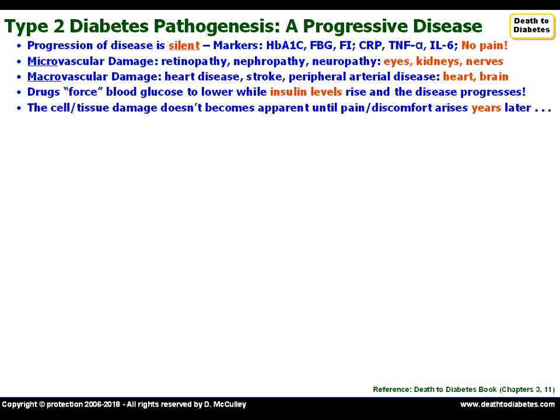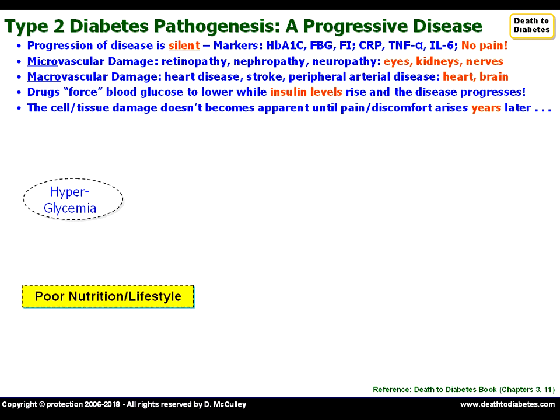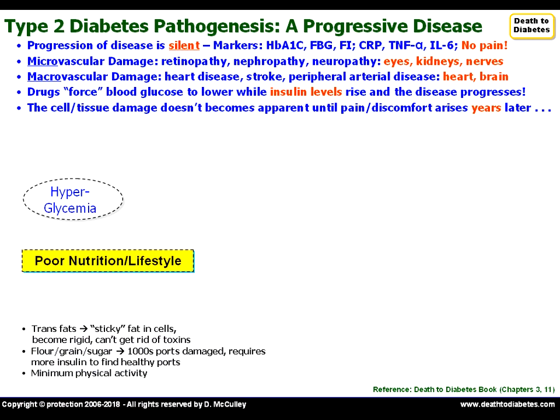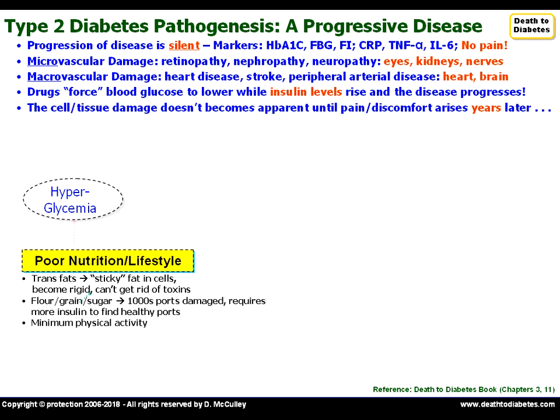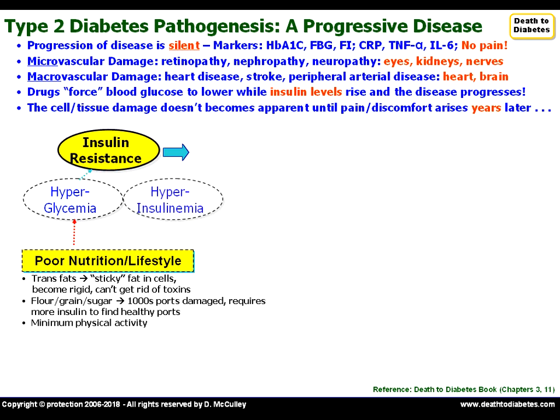The primary purpose of this diagram is to show you that type 2 diabetes is a progressive disease that is a lot more than just a little sugar problem. This flowchart shows you the sequence of events at a high level in terms of how type 2 diabetes actually develops. As you are probably aware, it all starts out with poor nutrition, a sedentary lifestyle, and that leads to hyperglycemia, which is high blood sugar.